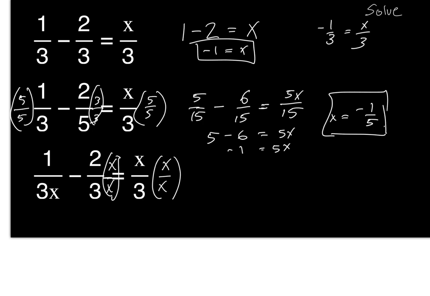I will then have, the first one stays as is, 1 over 3x, minus, and now here I'm going to multiply these, so 2 times x and 3 times x, 2x over 3x. My equal sign stays where it is. In the numerator, x times x, x squared. In the denominator, 3 times x, which is 3x. Now I have all denominators the same, which means I can set the numerators equal to one another. 1 minus 2x equals x squared.